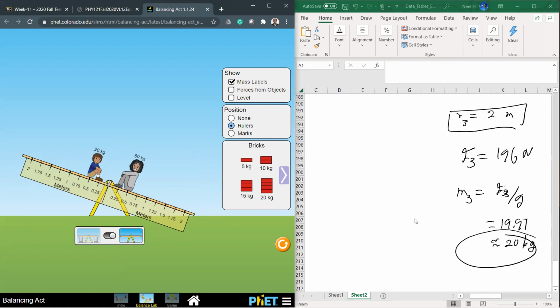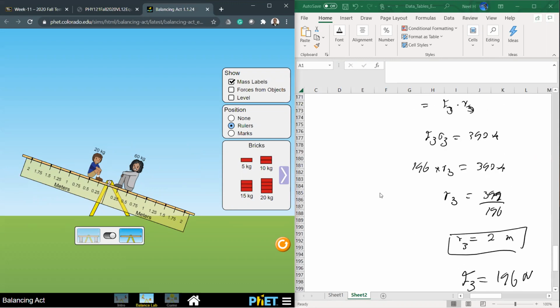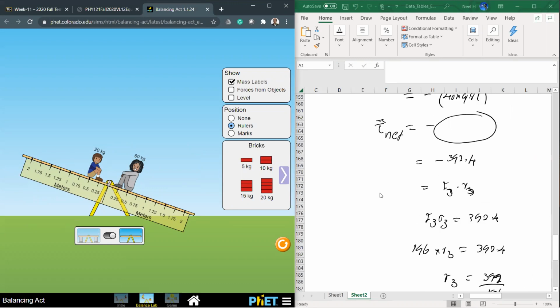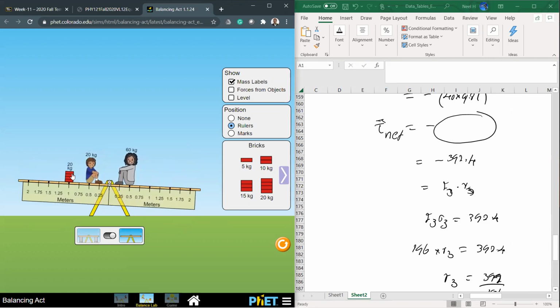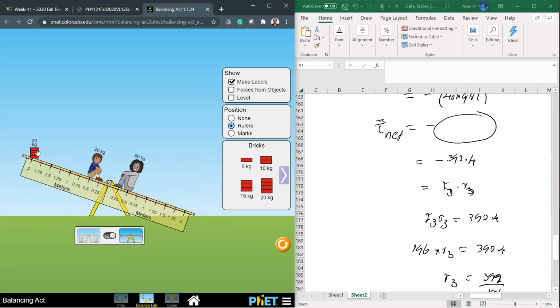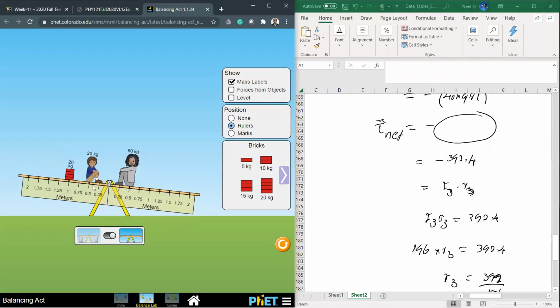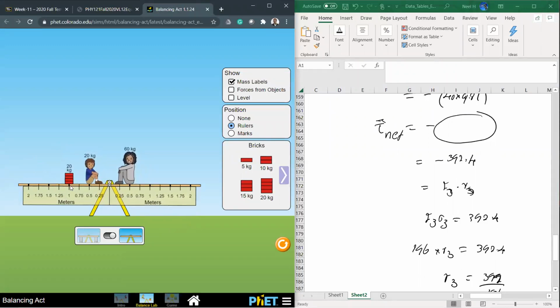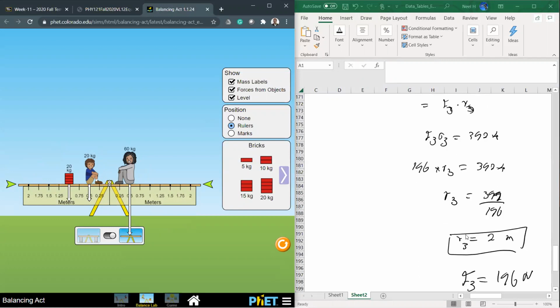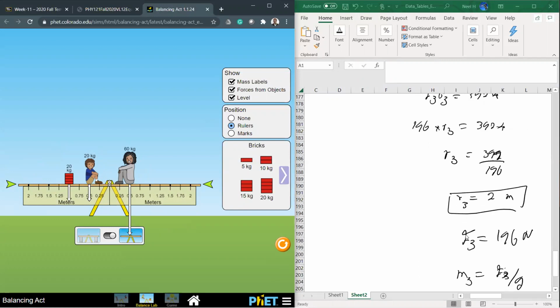Let's see. Did I make any mistake with the calculation? Oh, let's see. That's fine. We can easily find where the answer is supposed to be by actually moving it. Okay, I think I made a simple mistake somewhere. The balancing happens exactly when you put the 20 kilogram at the 1 meter location. You need to do this calculation again to check that.